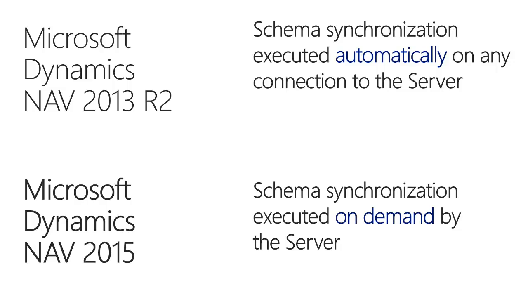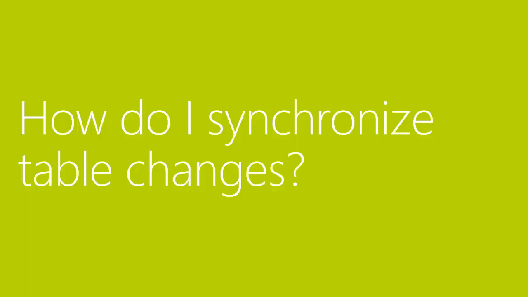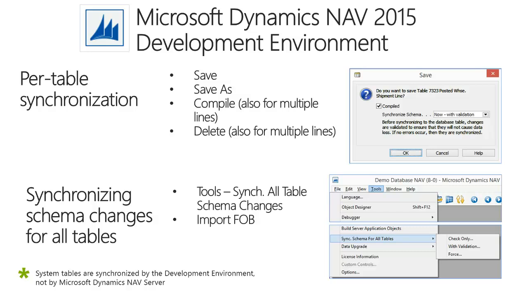To address those, now in NAV 2015, schema synchronization runs on demand. So it only runs when we explicitly tell the NAV server to run schema synchronization. The ways to synchronize table changes are, per table, either for an individual table or for several tables if you highlight a number of tables: saving a table from Table Designer, or Save As, or if you compile or delete tables. This is the way of synchronizing individual tables.